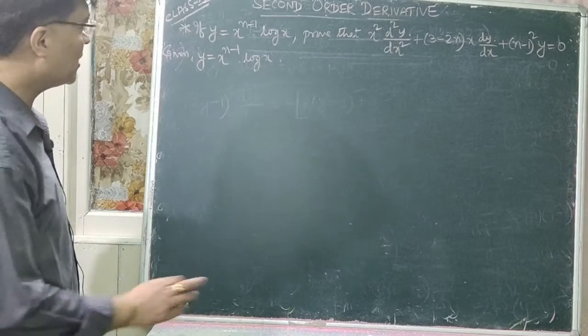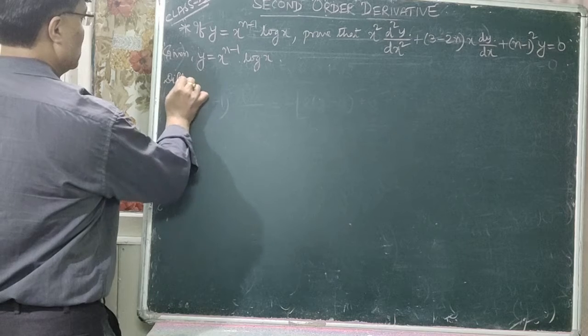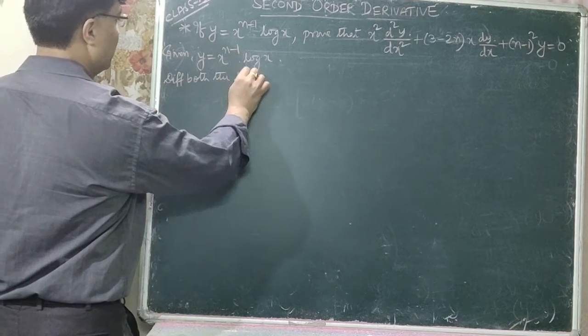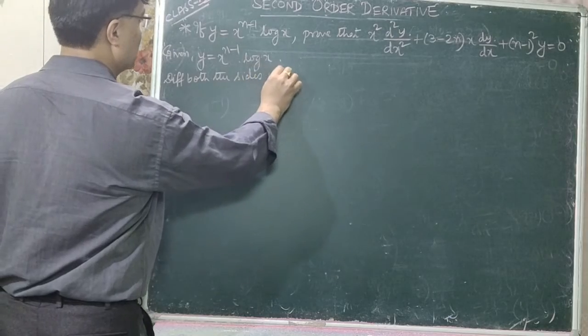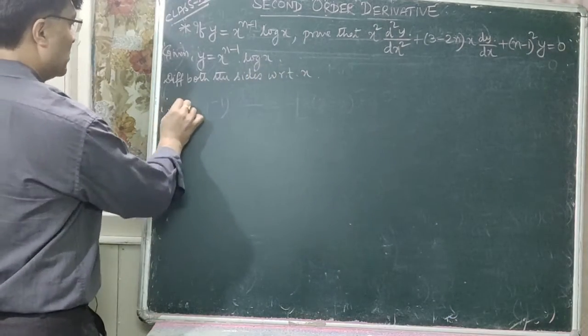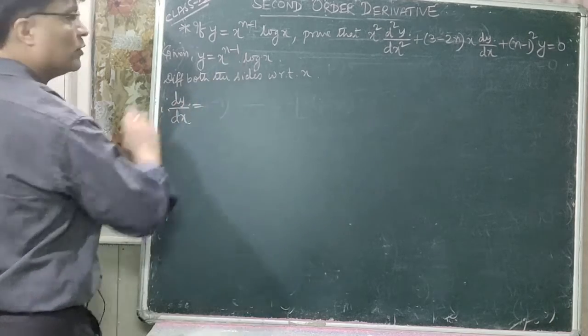Now let us differentiate both the sides with respect to x. So differentiating both the sides with respect to x. Okay, so left hand side now becomes dy by dx is equal to, you can use UV rule here.